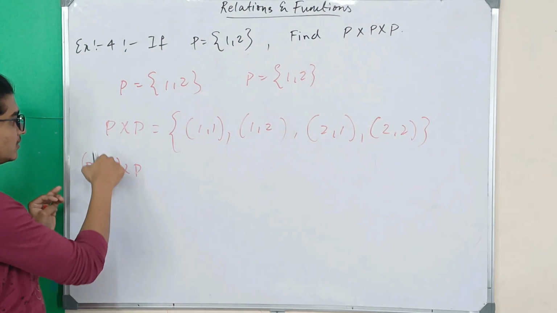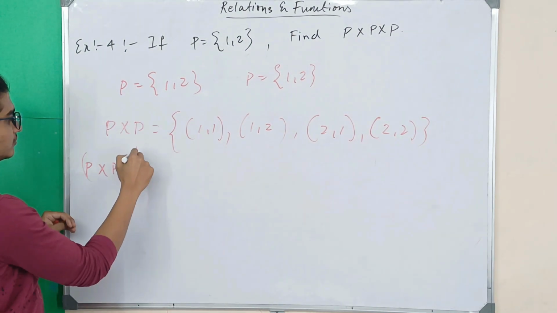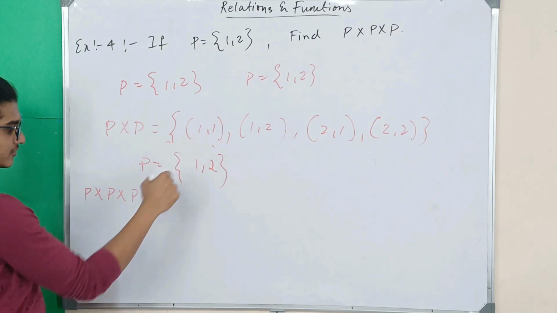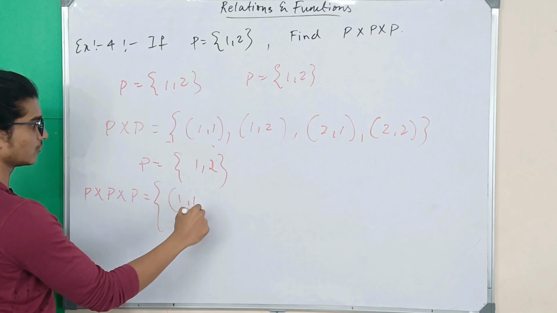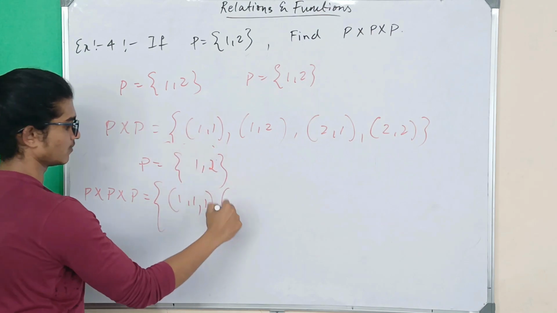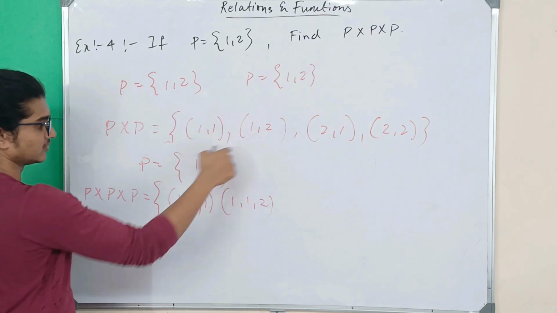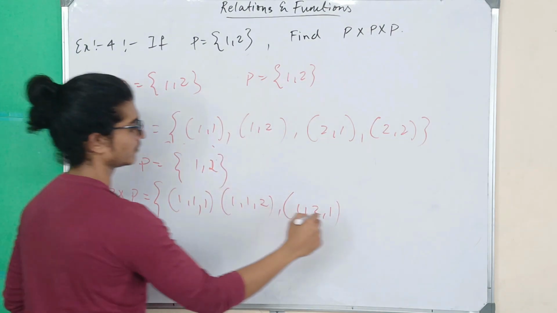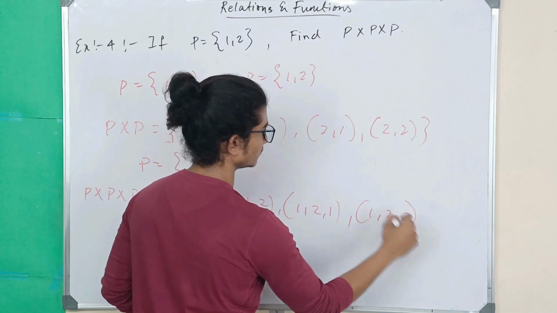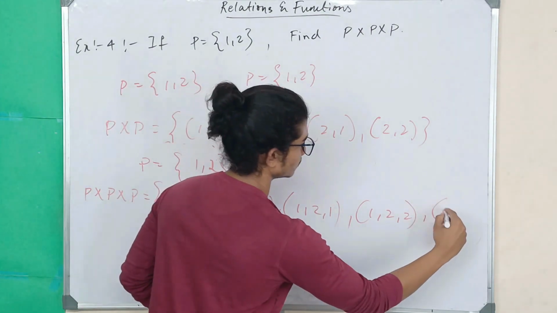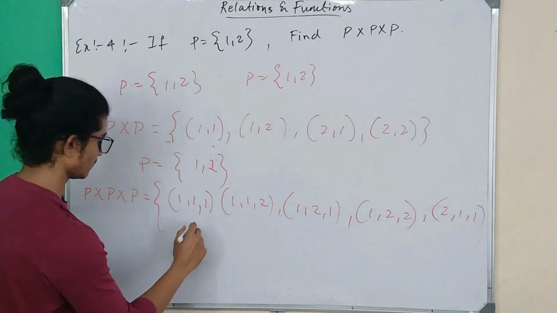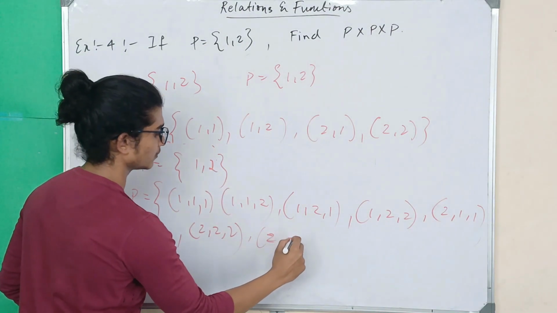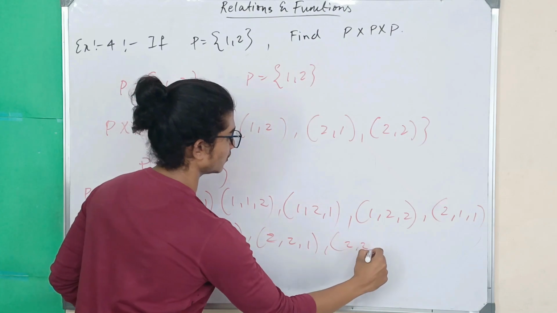So we have this, and then take another P and just multiply this. So take another P, 1 comma 2. So that's equal to, so this into this, 1 comma 1 comma 1, then this into this, 1 comma 1 comma 2. Next this into first element, 1 comma 2 comma 1. So this into this second element, 1 comma 2 comma 2. Similarly this into this and this into that. So 2 comma 1 comma 1, 2 comma 1 comma 2, and then last, 2 comma 2 comma 1, and then 2 comma 2 comma 2.